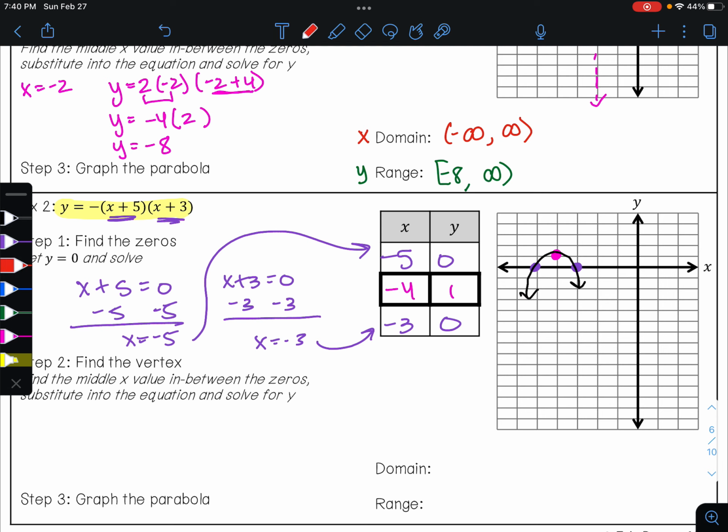Your domain are your x values from left to right. I'm going to the left forever, so that's negative infinity. I'm going to the right forever, so that's positive infinity. So my domain from left to right is from negative infinity to positive infinity, which is the same thing as saying all real numbers. My range is my y values from the bottom of my graph to the top of the graph. My graph is pointing down forever, so it's going to negative infinity. The top of my graph is my vertex. My y coordinate here is 1.